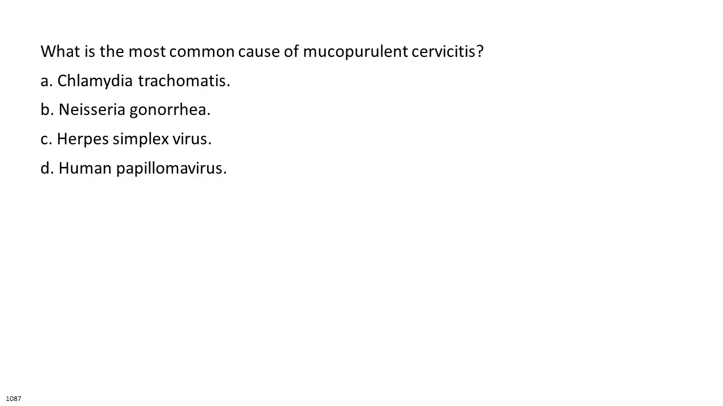What is the most common cause of mucopurulent cervicitis? A. Chlamydia trachomatis. B. Neisseria gonorrhoeae. C. Herpes simplex virus. D. Human papillomavirus.